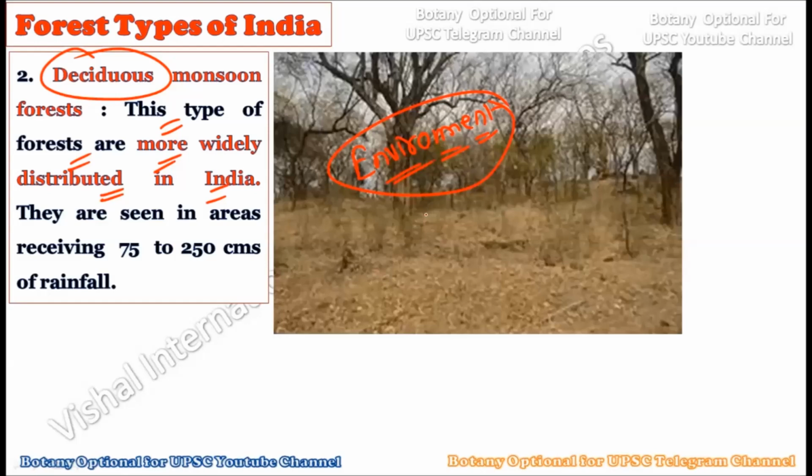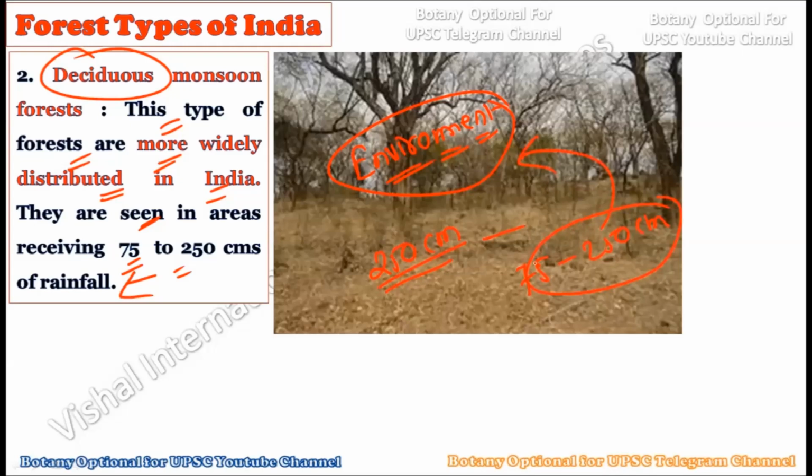These deciduous plants shed their leaves for some period throughout the year, and this type of forest is spread throughout India. Now, they are seen in areas receiving 75 to 250 centimeters of rainfall. Above 250 centimeters of rainfall we have the evergreen forest, and from 75 to 250 centimeters of rainfall, in such a condition, we say there is a creation of the deciduous monsoon forest.